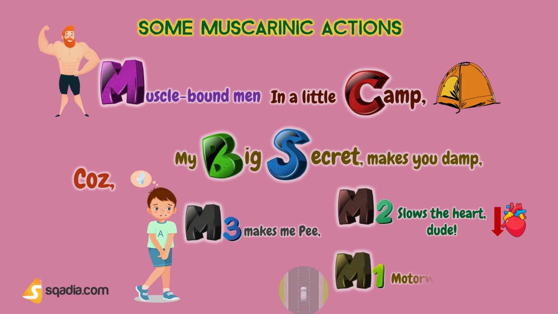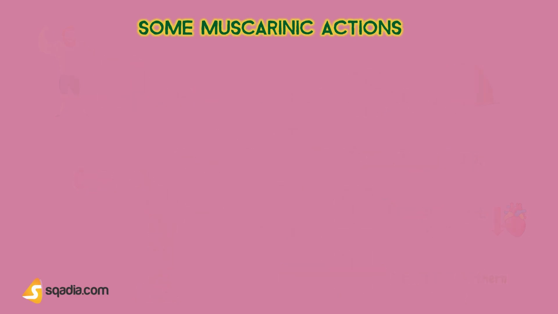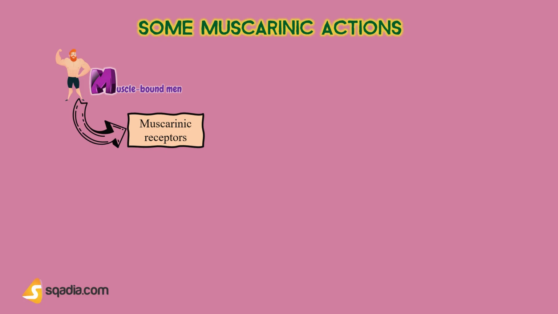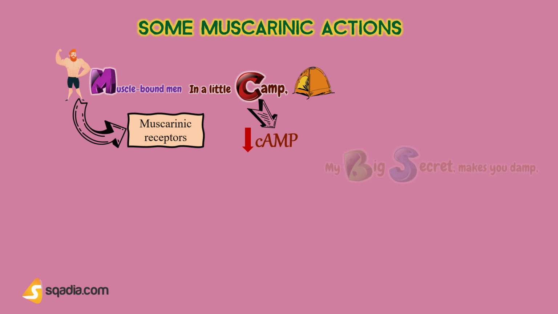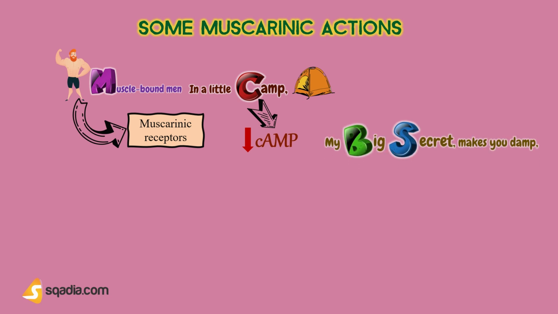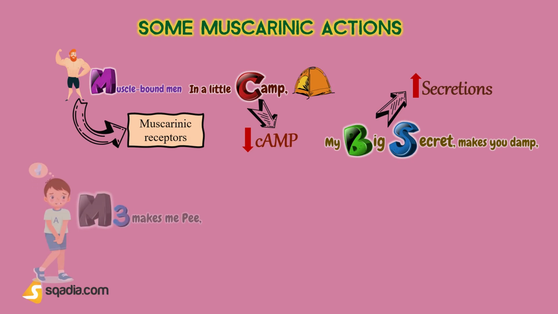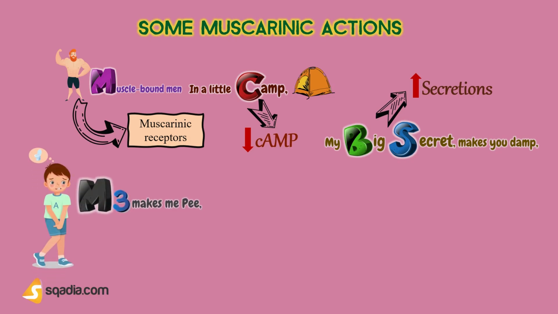M1 motorway northern route. Let me explain how this rhyme will help you memorize muscarinic actions. Here, muscle-bound men can be considered as muscarinic receptors, and little camp shows its action. That is a decrease in cAMP. Big secret in second line for increase in secretions. That's its normal function. And then the next 3 lines tell about its 3 types, M1, M2, and M3.